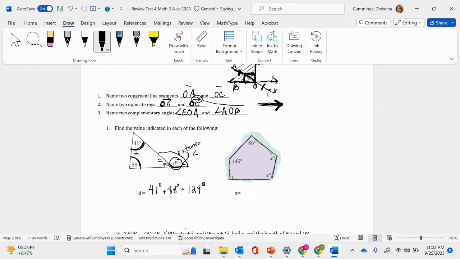Okay, these are interior angles. So you guys are going to need the n minus 2 times 180 formula to figure out the sum of all 5 of these interior angles. N is the number of sides. Okay. Since it's got 5 sides, it's 5 minus 2, which is 3, times 180. So the sum of these 5 angles should be 540 degrees.